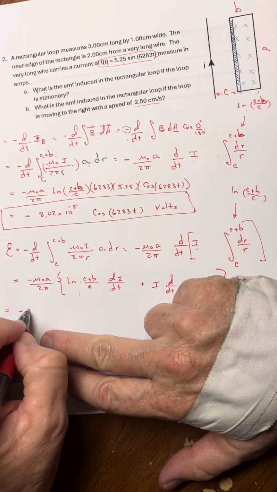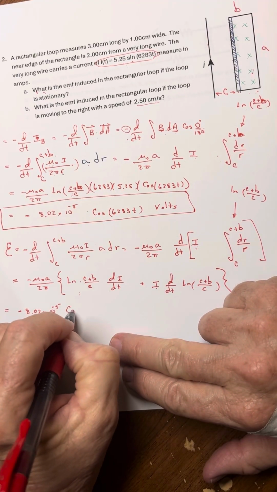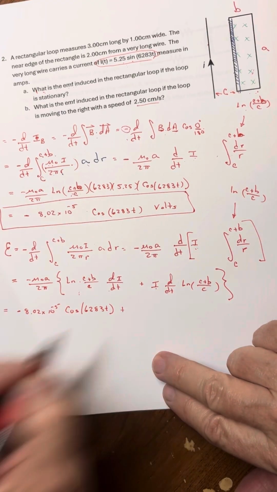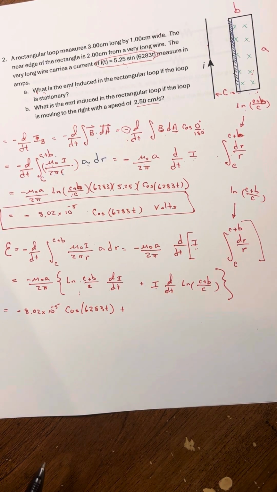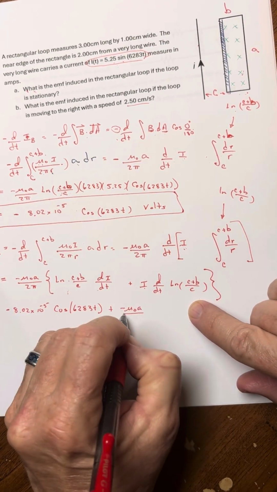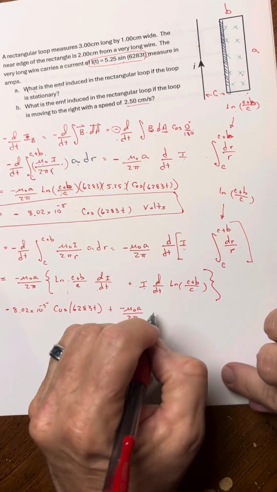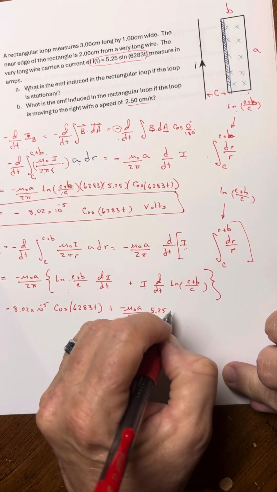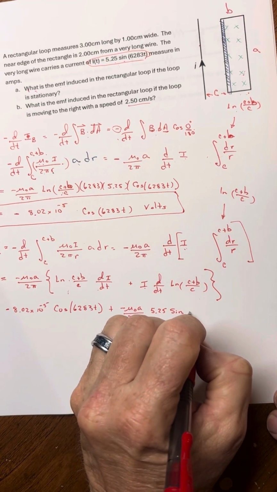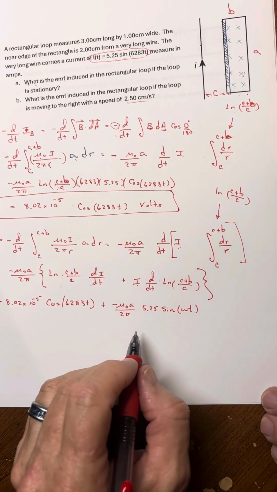So this is minus 8.02 times 10 to the minus 5 cosine 6283t. And then this second term would be the minus mu naught A over 2 pi from the distributive. Then it would be the current, which is 5.25 sine of the, why don't I just call it omega t and save myself a little bit of work, 6283.